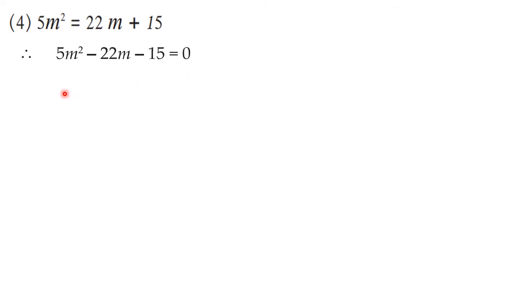Now go towards the next step. That means the multiplication of the coefficient of the first and the last term. So here 5 into minus 15, we are going to get minus 75. Many times what students are doing is they are not observing this coefficient. They only observe the last coefficient and they start finding the factors.